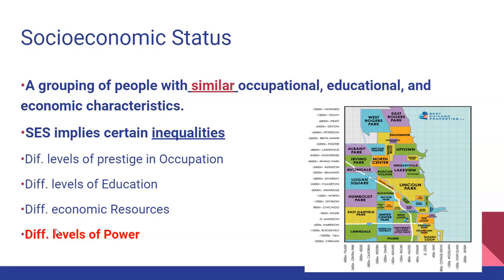Usually, people that have a lower SES don't have the same power that people do that have a higher socioeconomic status. These differences in the ability to control resources and to participate in society's rewards produce unequal opportunities.